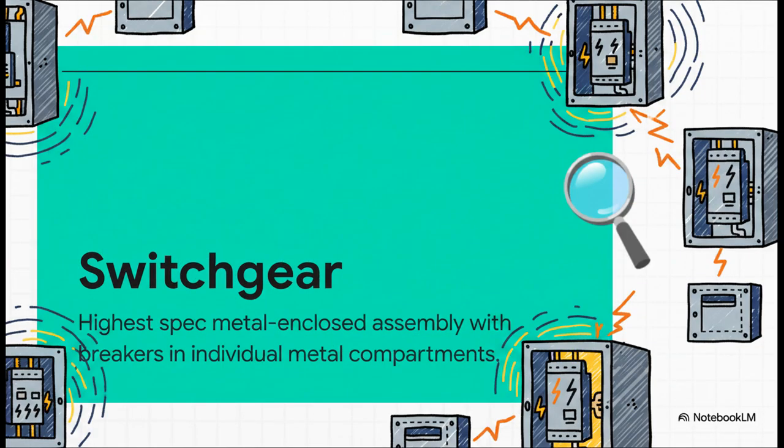Then, sitting pretty at the very top of our power hierarchy is switchgear. Switchgear is defined by its highly compartmentalized construction and its peak fault duty performance. Basically, it's engineered to safely handle massive, explosive surges of destructive energy without completely failing. We're talking power circuit breakers, either stationary or draw-out, safely housed in their own individual, heavy-duty metal compartments.